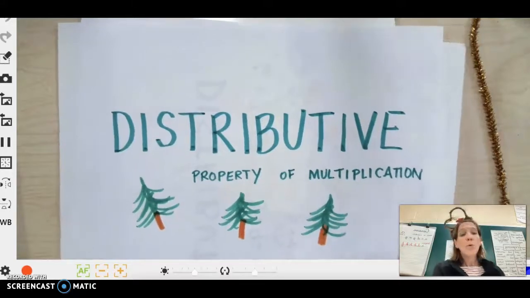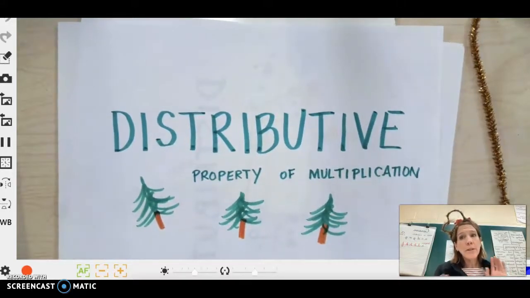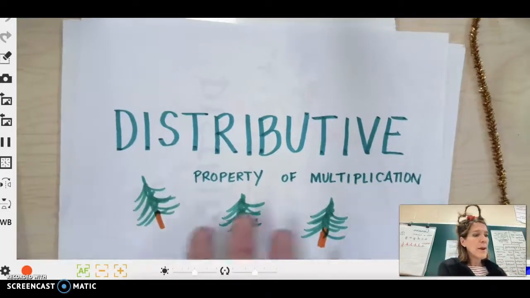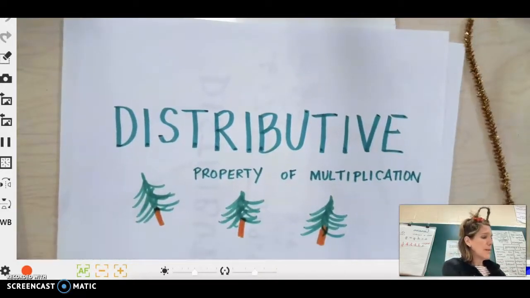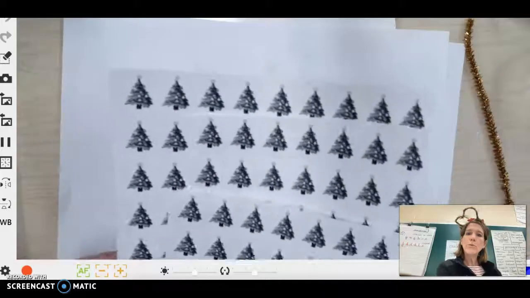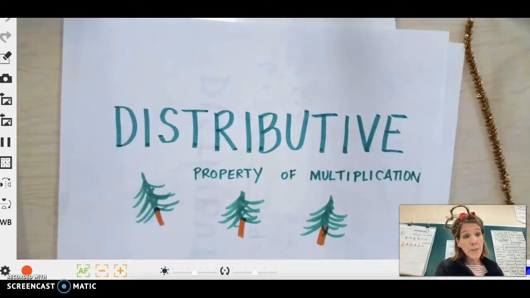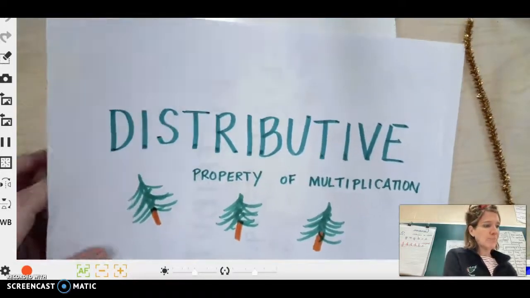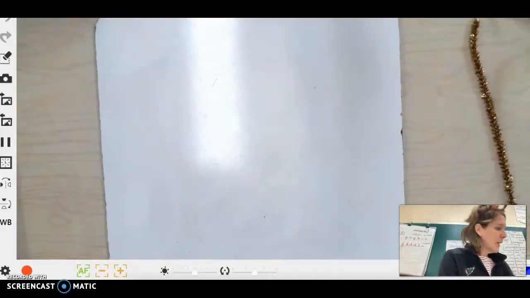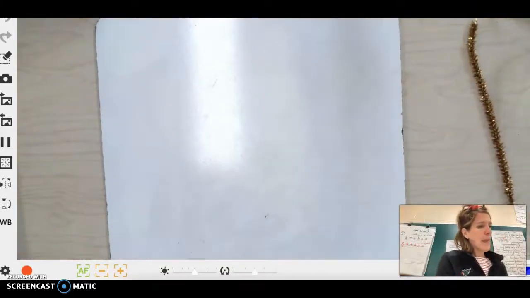Before we get started, you need either your marker, whiteboard, and eraser, or a piece of paper, because you're going to be writing things down as we do it together. We're going to use Christmas tree arrays to help us show the distributive property of multiplication. Let's take our first array.